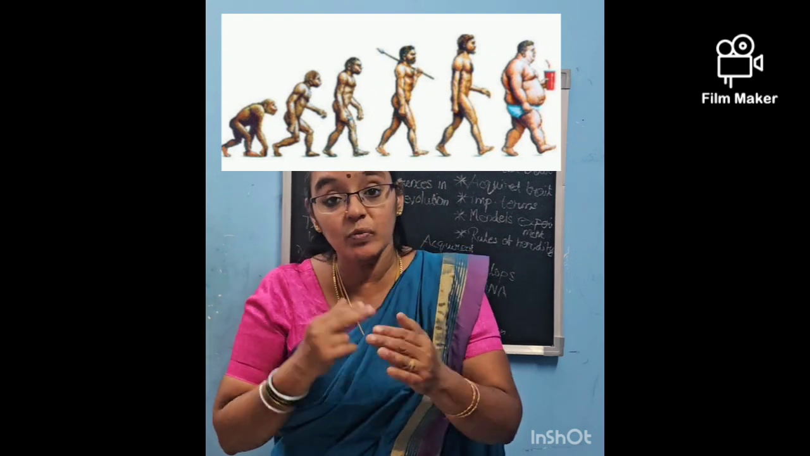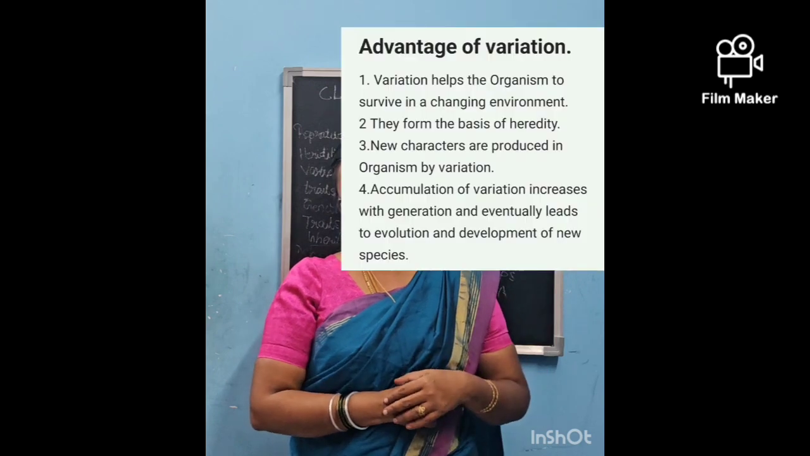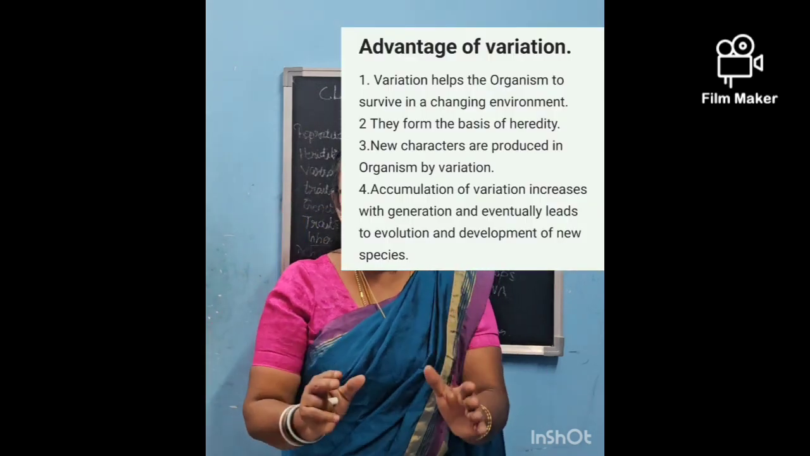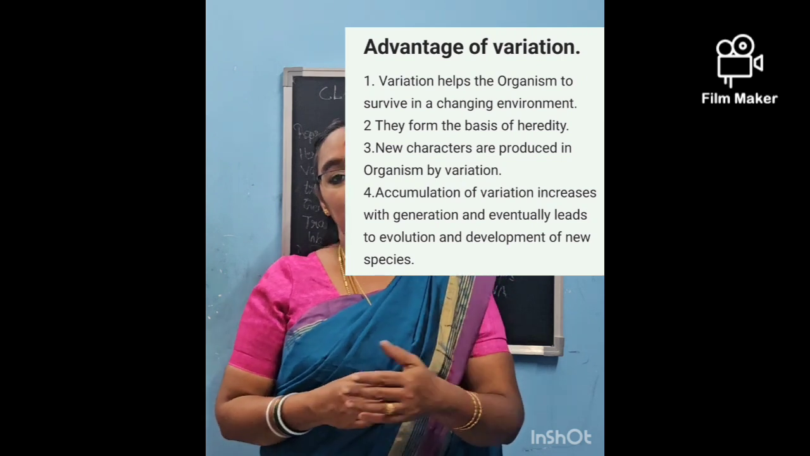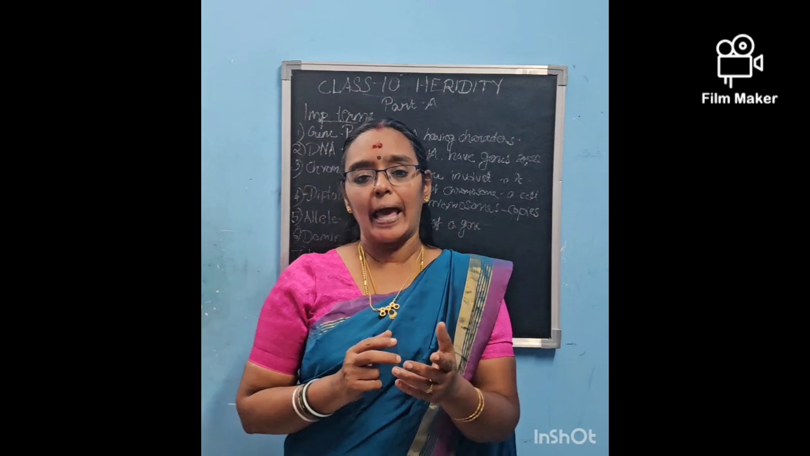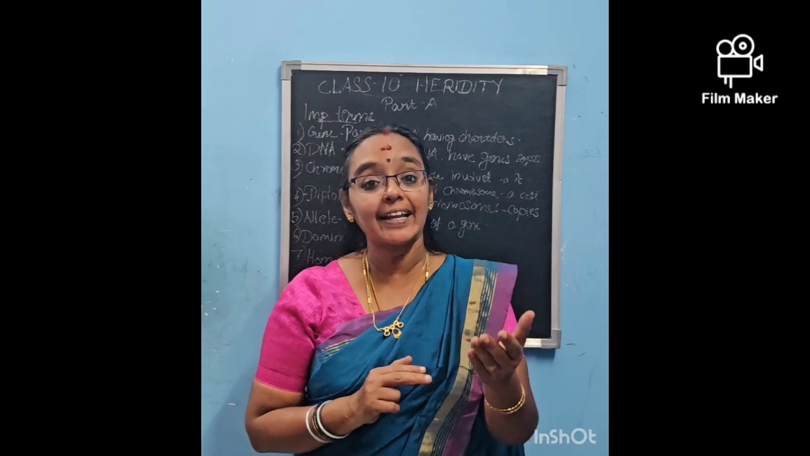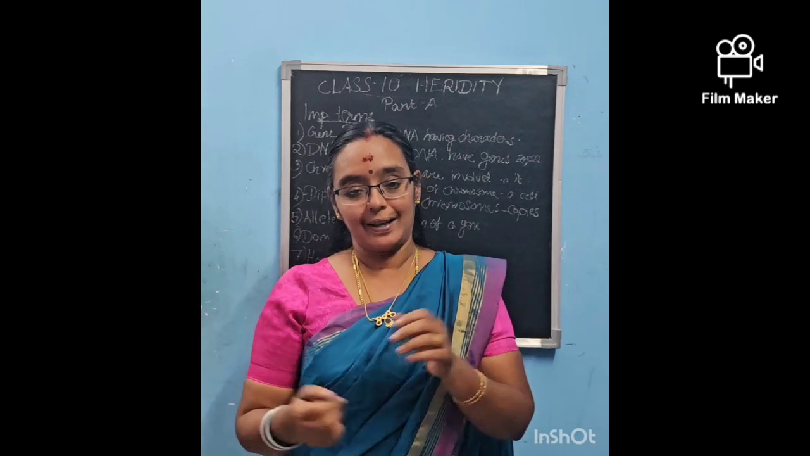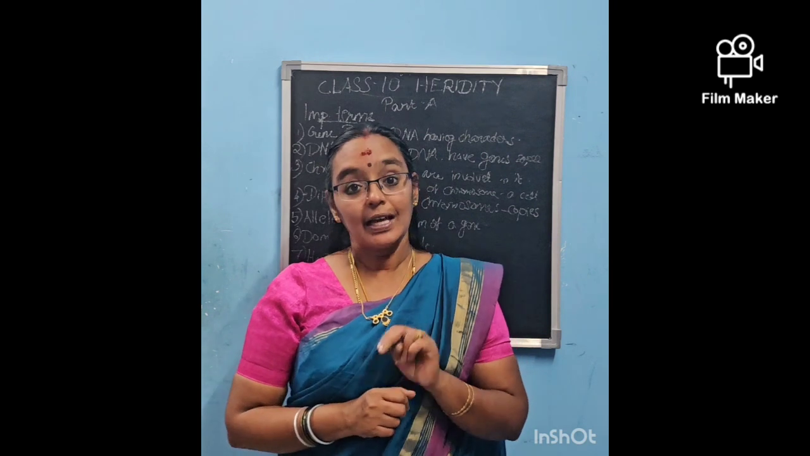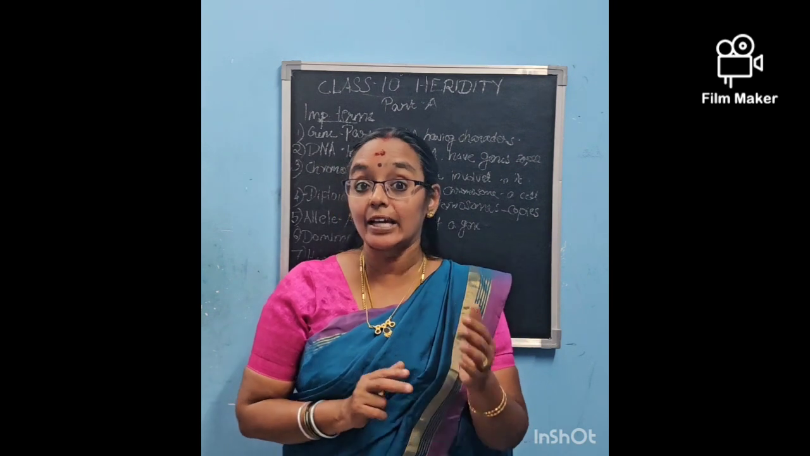So because of these variations, evolutions occur. These variations are definitely good to survive in this environment, and the variation also helps for the evolution. Now we are going to learn about the traits or characters which the offspring have from their parents. The traits are of two types: inherited traits and acquired traits.